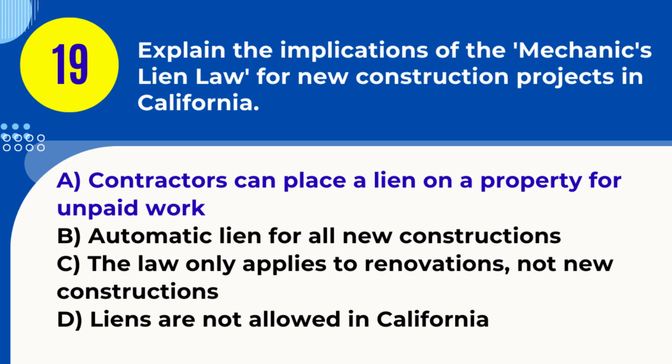Answer. A. Contractors can place a lien on a property for unpaid work. Explanation. The Mechanics' Lien Law in California allows contractors and suppliers to place a lien on a property if they are not paid for work performed, impacting new construction projects.